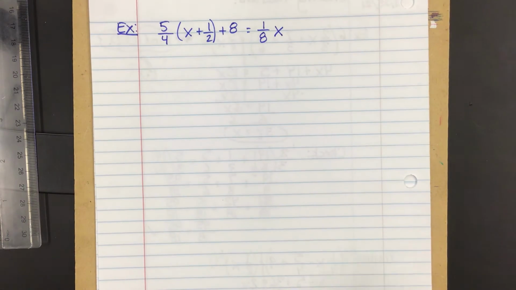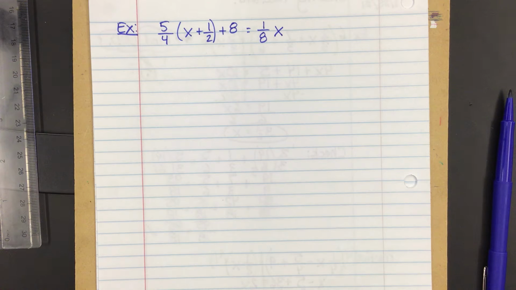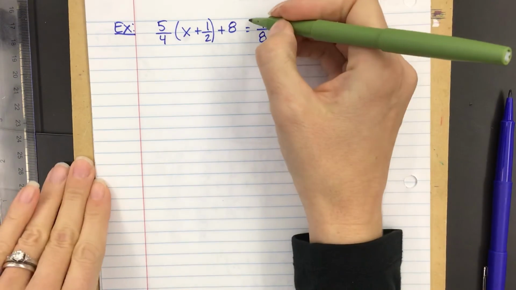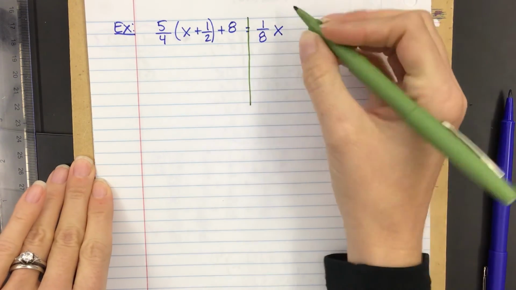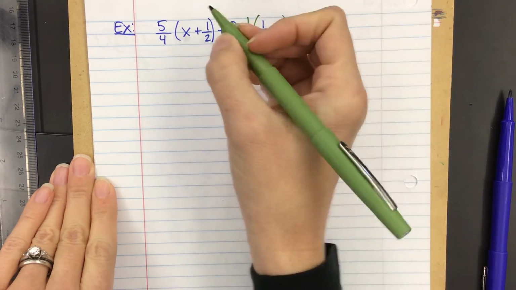Okay, just looking at this problem, what is your least common denominator? 8, good, I see it, 8. So that means we're going to multiply both sides by 8.